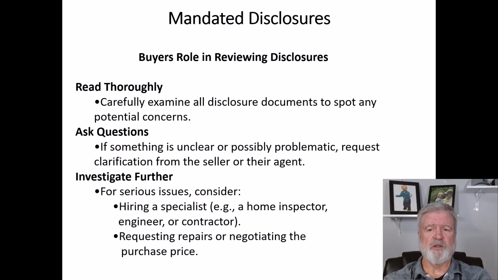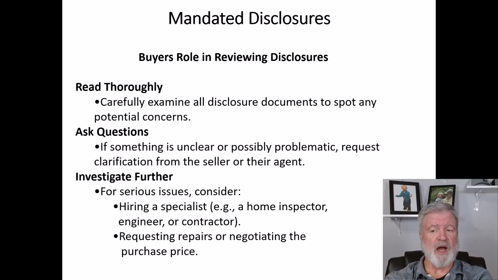But go through the documents, make sure there's no issues that could come back and haunt you. Make sure you ask questions, if you need to. Ask for clarification on certain matters. But then investigate. Get a home inspector. Get a surveyor. Whatever you need to ensure that you feel comfortable with the condition of the property. So the whole point right here is, buyer, you have some responsibilities here as well. It's not just on the seller.